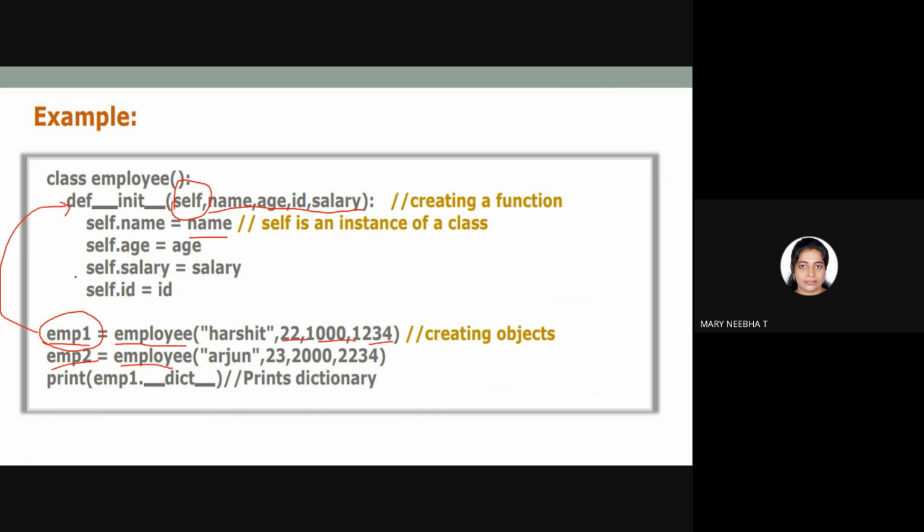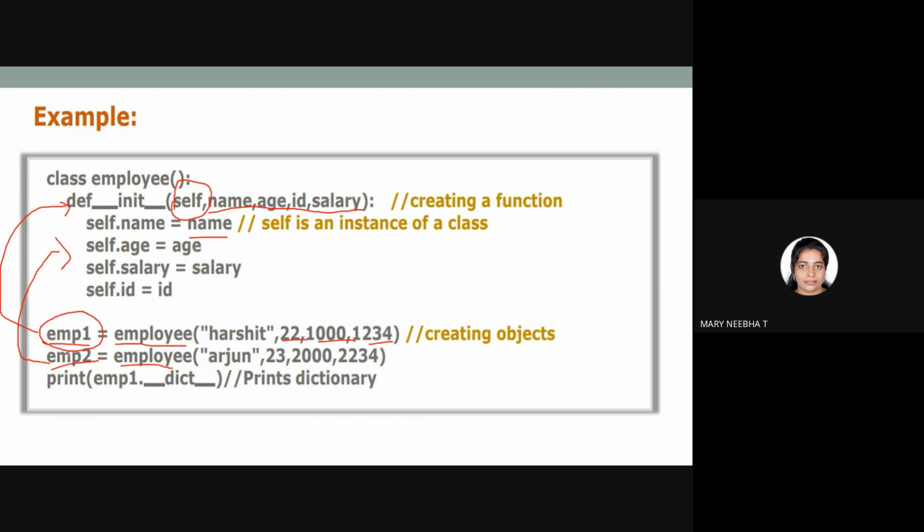Okay, so when emp1 is created, it is calling the function and assigning the name as Harshit, age is 22, ID, then salary. Similarly, when emp2 is created, again this function will be called, and it assigns name as Arjun, age is 23, salary, then ID. Accordingly it assigns. So we don't want to call the init function, but automatically it is called two times because we have created two objects, emp1 and emp2.